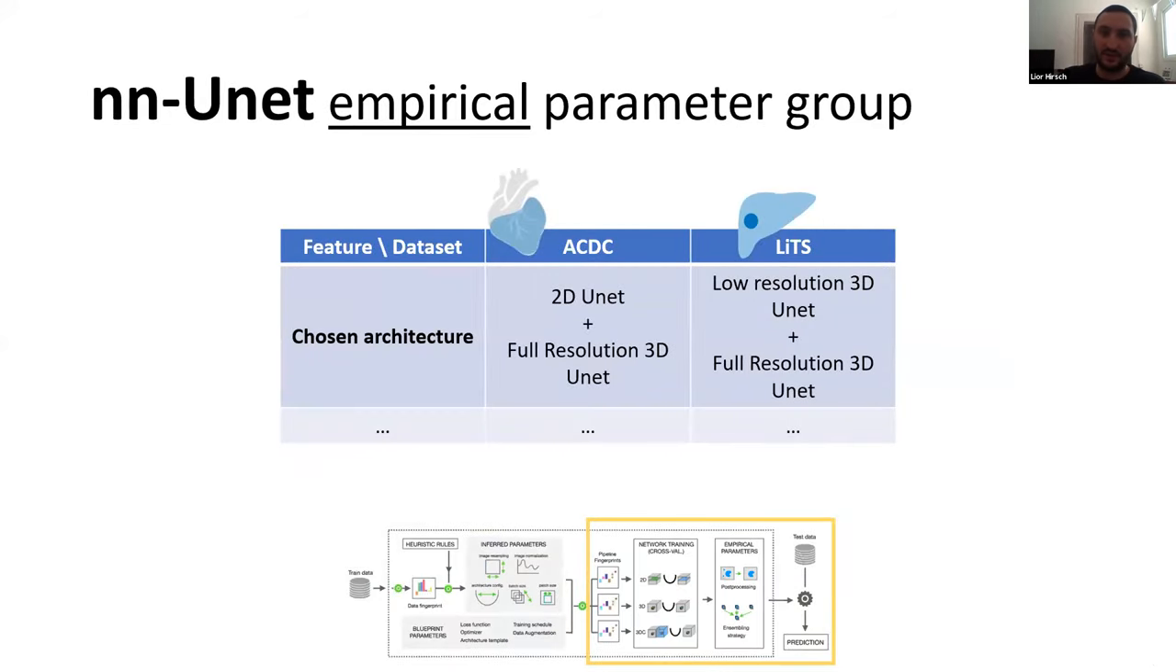And in the empirical parameter group, we'll focus on how they choose the architecture. So they train four types of U-Net-like architectures: the 2D U-Net, full resolution 3D U-Net, low resolution 3D U-Net, and 3D U-Net cascade. And they choose the best model, or a combination of two models, according to cross-validation. And here we can see that for each data set, the combination is different.